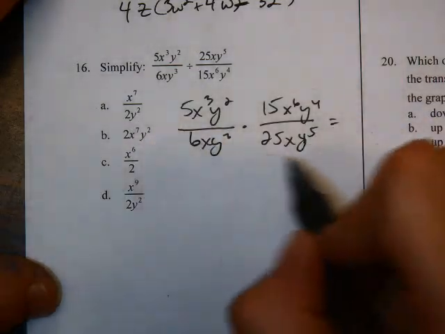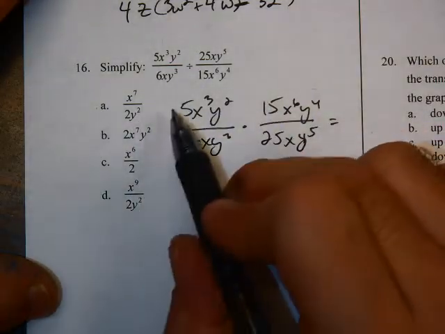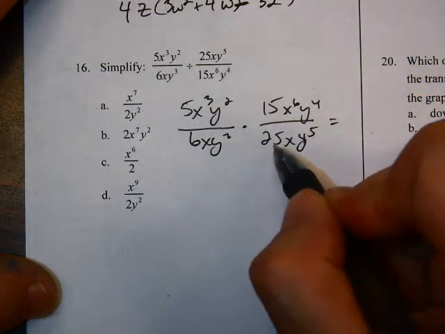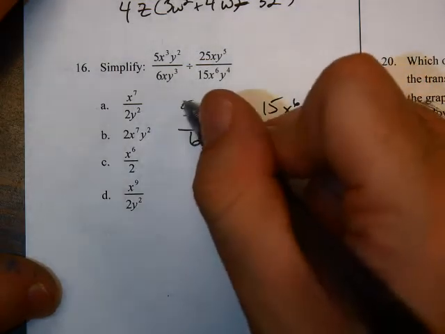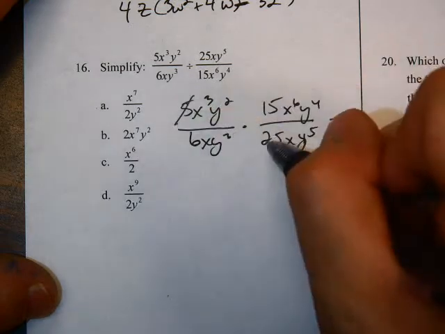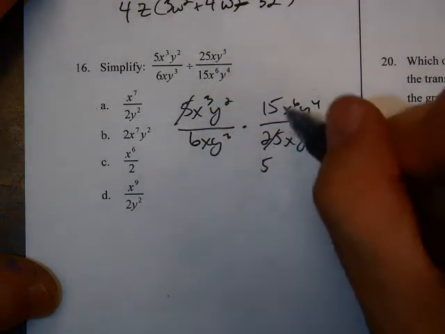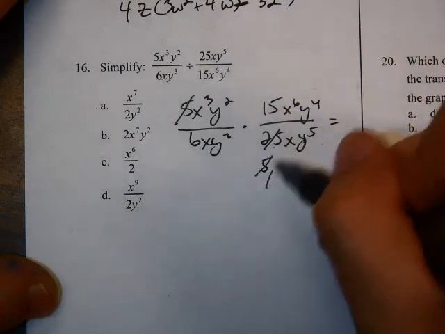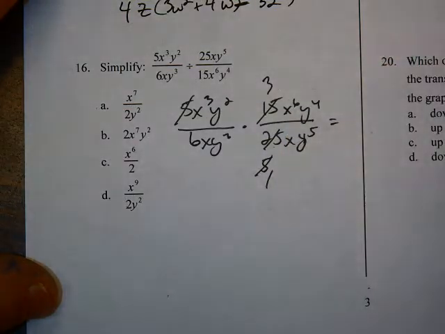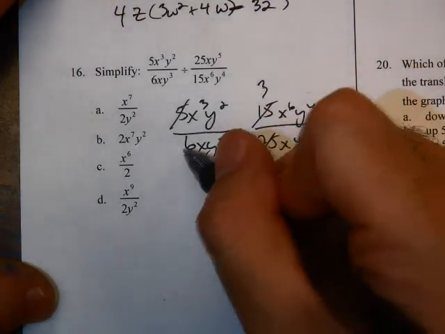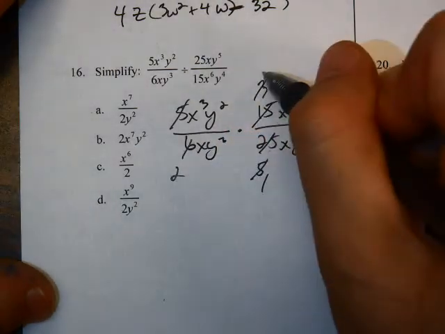Now, stay with me. It's going to be quite a few steps here. 5 and 25 will cancel. So I'm going to start by just looking at these coefficients. 5 into 25 goes 5 times, but then 5 into 15 goes 3 times, but then, and that's why I said stay with me, 3 goes into 6 twice.